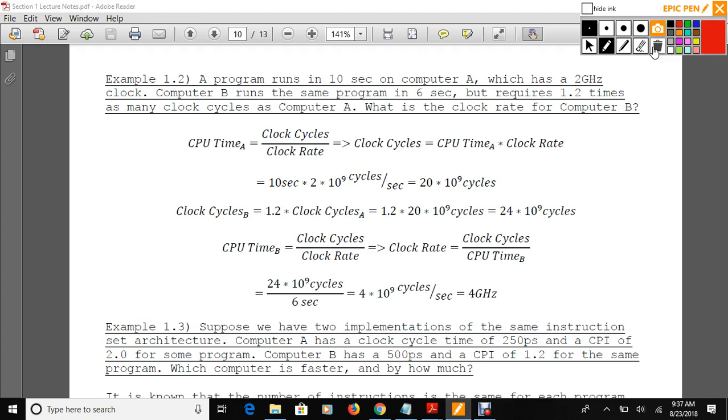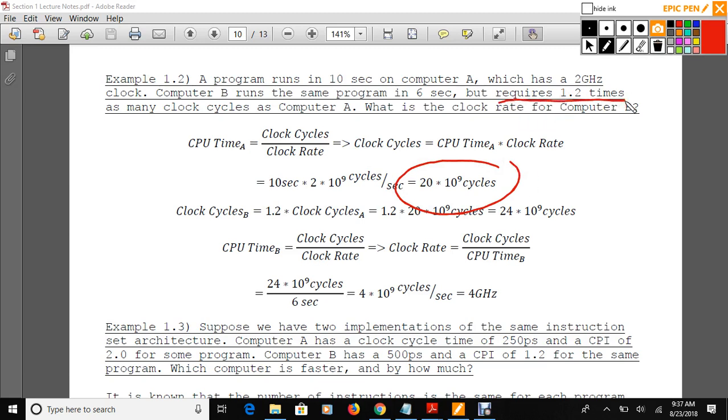So here we know CPU time. I know the clock rate and cycles, right? So if I were to write this out, given 10 seconds, and then I have 2 gigahertz, which is 2 times 10 to the 9 cycles per second. And then they would cancel. And then you multiply those together. The seconds will cancel out here. And then you get cycles, which is what we need. So I have 20 billion cycles.